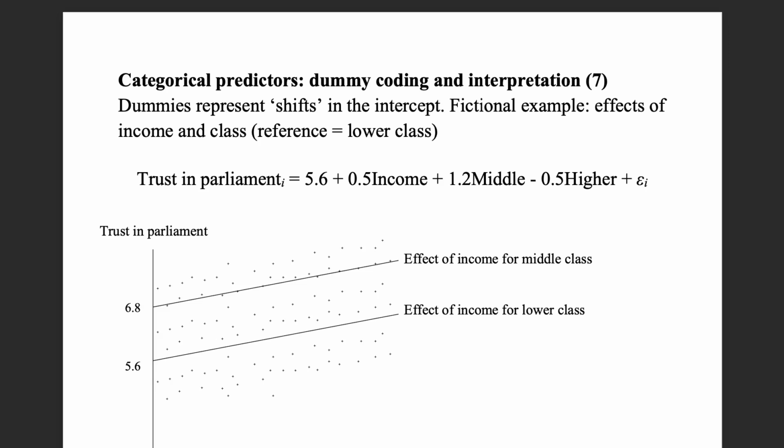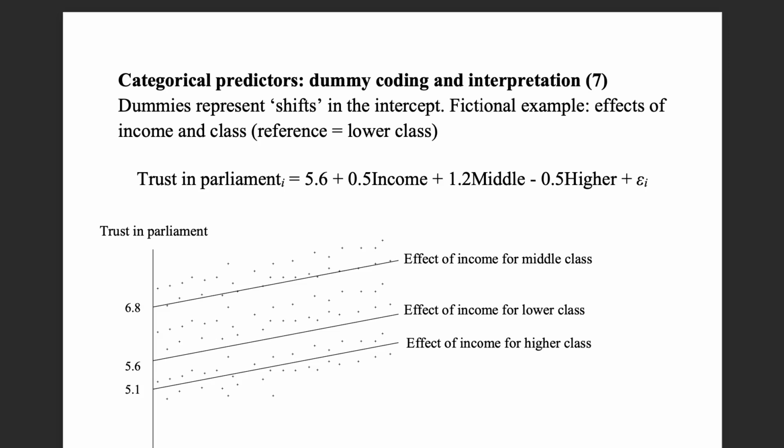So in this case, we see that by including this dummy variable, we are basically pushing up the intercept by a second constant value, in this case by a constant value of 1.2. And conversely, for the higher class people, again, the income effect stays exactly the same, but we find a regression coefficient for the higher class dummy of minus 0.5, meaning that for all those people in the higher class, we are basically shifting the intercept of our regression equation downwards by 0.5 points. So 5.6 minus 0.5 works out to 5.1.